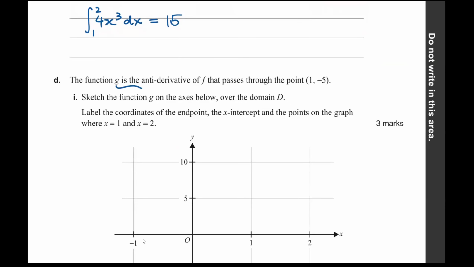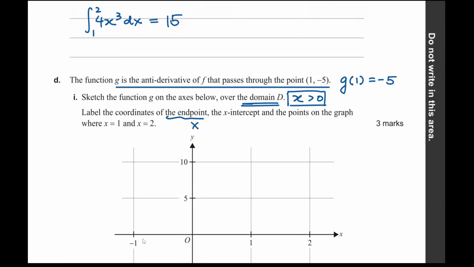The function g is the antiderivative of f that passes through the point (1, -5). Okay, it satisfies g(1) equals -5. Sketch the function g on the axis below over the domain D, which is x greater than 0. So it has to be an open circle, okay? Non-negotiable. They have specified you have to use the correct domain. Label the coordinates of the endpoint, which means as x approaches 0, y is what? G is what? The x-intercept and the points on the graph where x equals 1 and x equals 2.